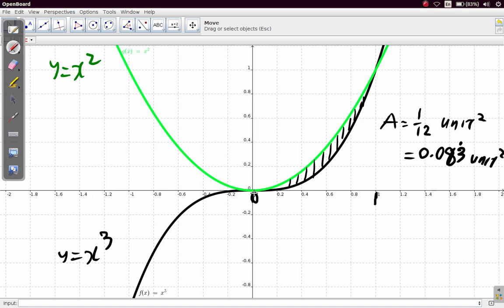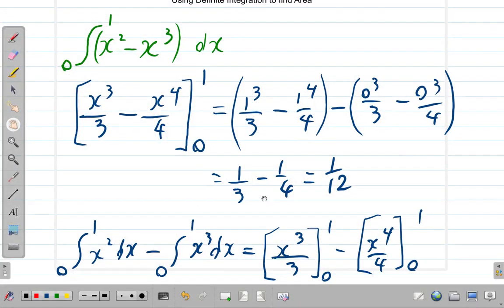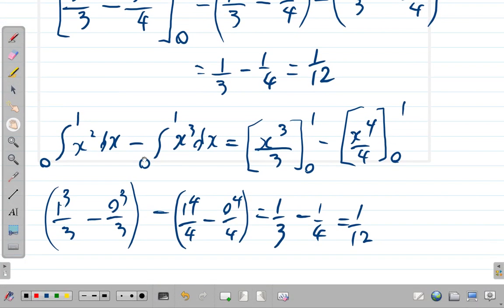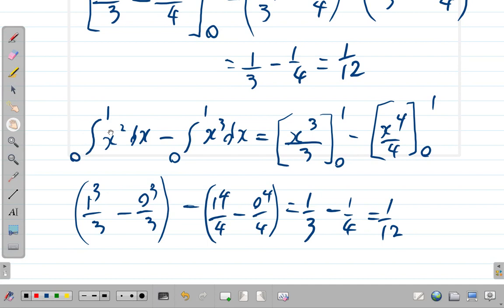Now let's look at something. Suppose we integrate from 0 to 1 of x squared, then integrate from 0 to 1 of x cubed and subtract them. It should give you the same area. Look at this. This is the integral from 0 to 1 of x squared minus the integral from 0 to 1 of x cubed. It's each function integrated separately and then subtracted, and you notice what it did? Gave the same area. Alright?